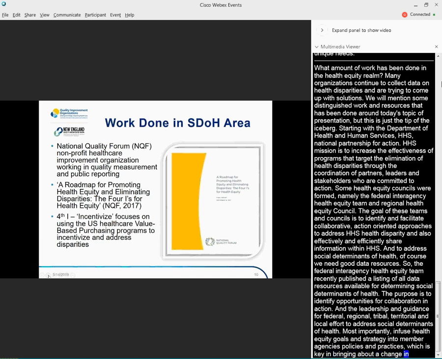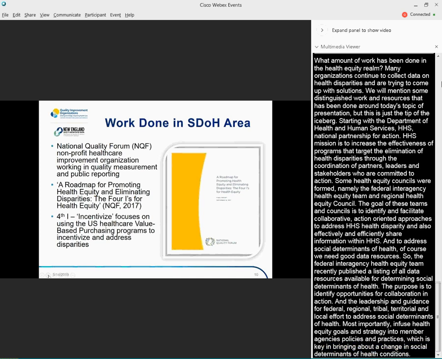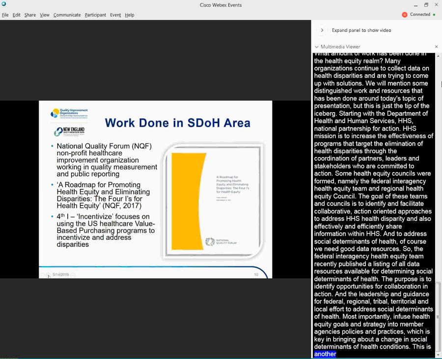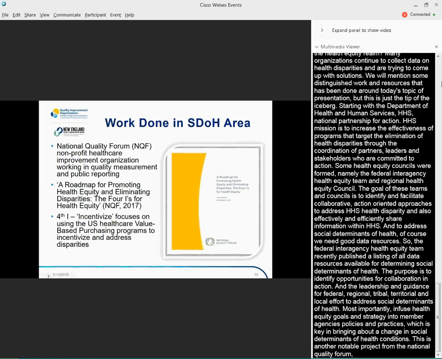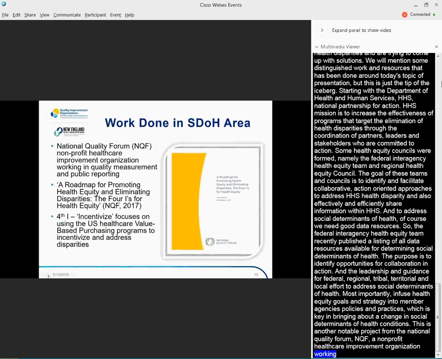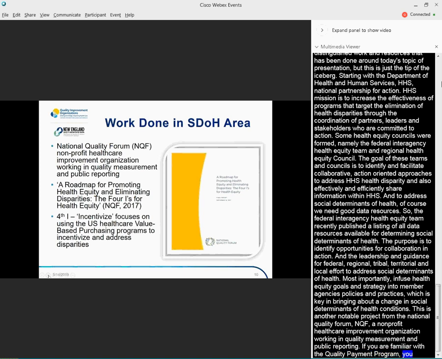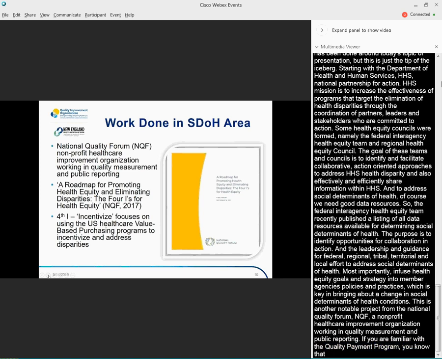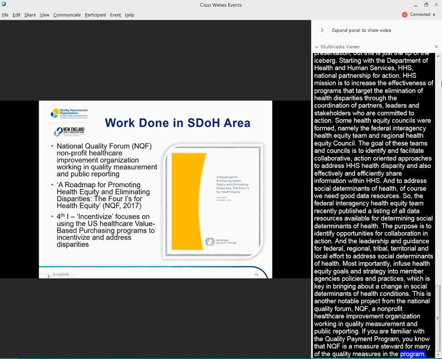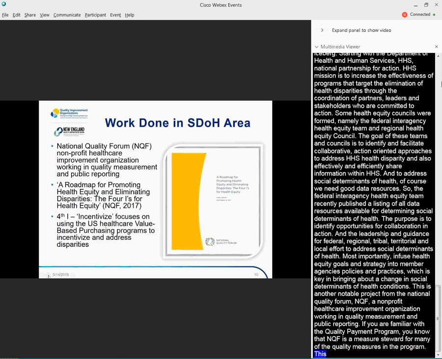This is another notable project in the social determinants of health realm from the National Quality Forum, NQF, which is a non-profit healthcare improvement organization working in the quality measurement and public reporting space. Now, if you're familiar with the Quality Payment Program, you would know that NQF is a measure steward for many of the quality measures in the program. Now, this project is called a Roadmap for Promoting Health Equity and Eliminating Disparities: the 4 I's of Health Equity.